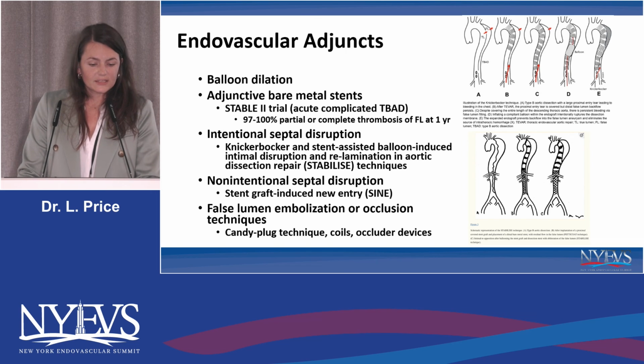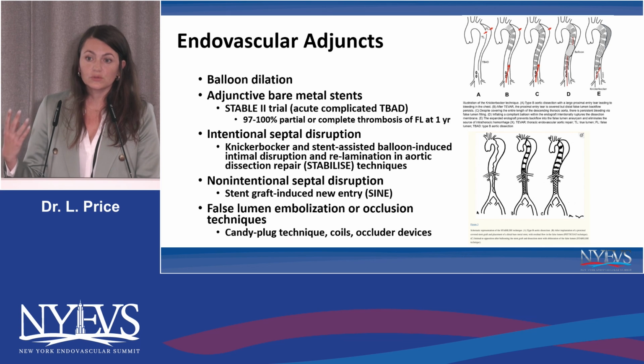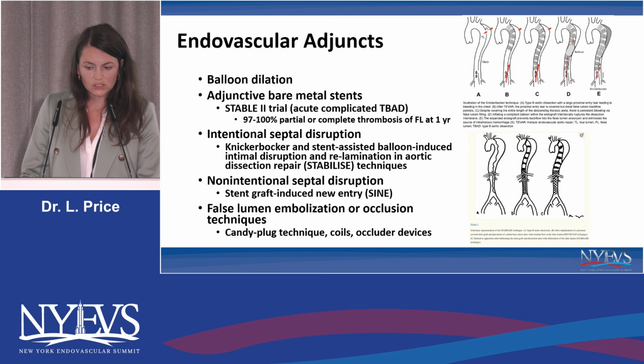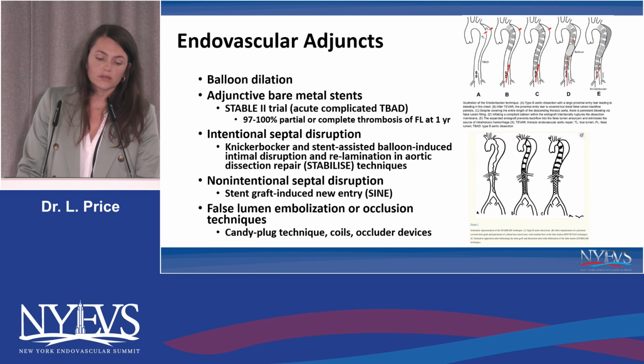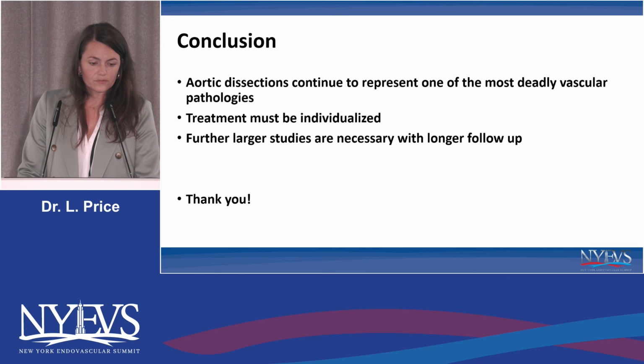Some endovascular adjuncts that Dr. Raven will also be talking about include balloon dilation. We're taught in type B aortic dissection that you do not want to balloon that proximal segment because you risk a type A aortic dissection, but in certain settings, such as in the Knickerbocker or in the STABILISE techniques, those are options. You can also do false lumen embolization, such as candy plug, coils, and occluder devices, and this is oftentimes more directed towards treatment of chronic dissections, but is an option that you have.